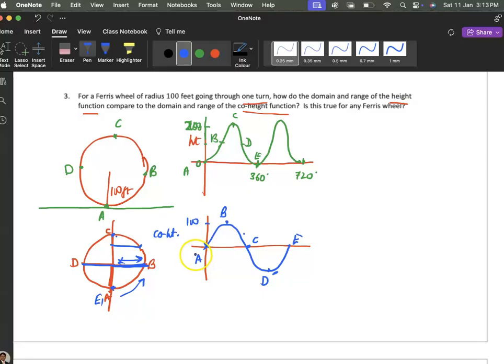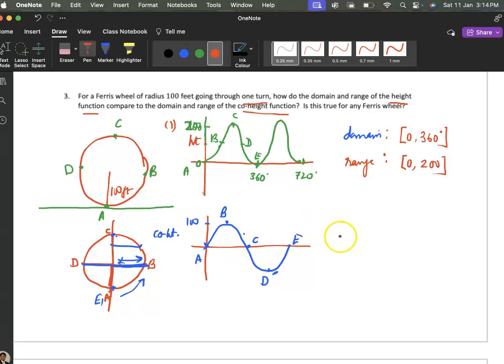So now let's write the domain and the range. What is the domain for the first one? If it's just one turn, 0 to 360. If it was 2 turns, it would be 0 to 720. Range for the height: 0 to 200. Sorry, my mistake.